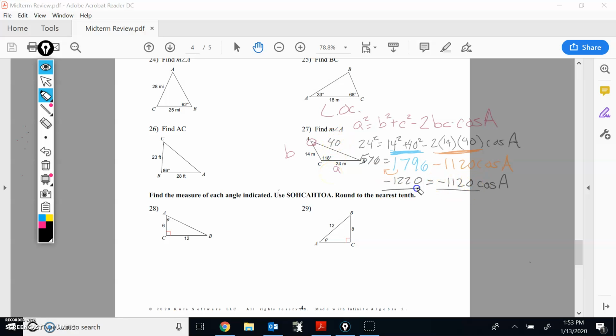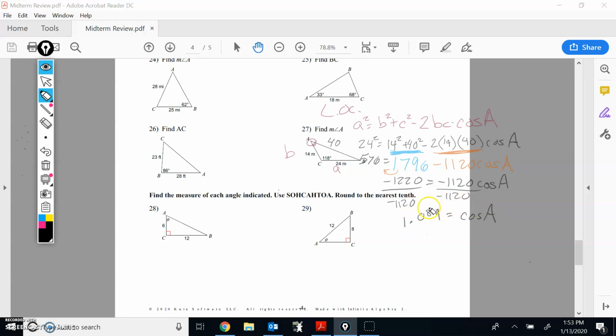Next, we're going to divide both sides by negative 1120. Yeah, it does look like this problem is not going to work because of the number I picked. We get 1.089 equals cosine A. Let's just finish this out and get our error at the end.